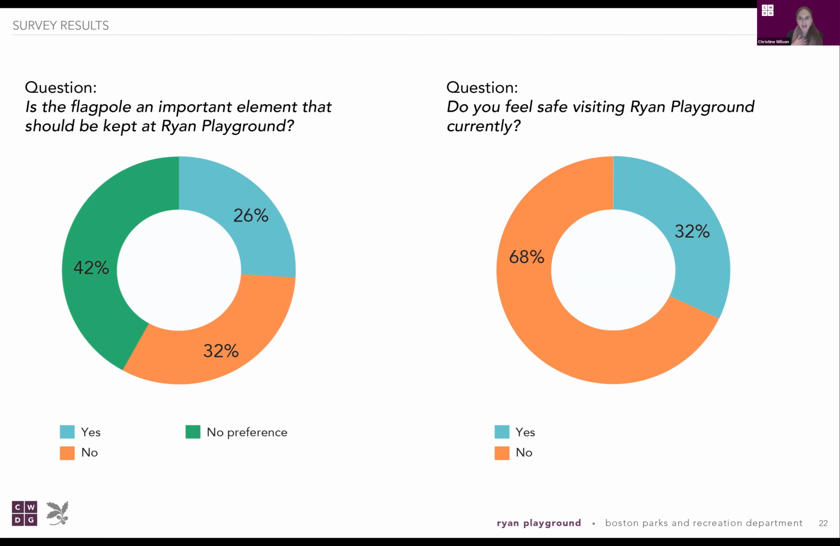Again, if I'm not understanding correctly, please let me know. But what we're hearing is that flagpoles is not a huge, important element for those in the community. And then finally, do you feel safe at Ryan Playground? And most people said no. So a big part of this project is to create a playground that feels safer. And so we're going to be doing this by not only improving the lighting at night, but also the visibility into the park and throughout the park.